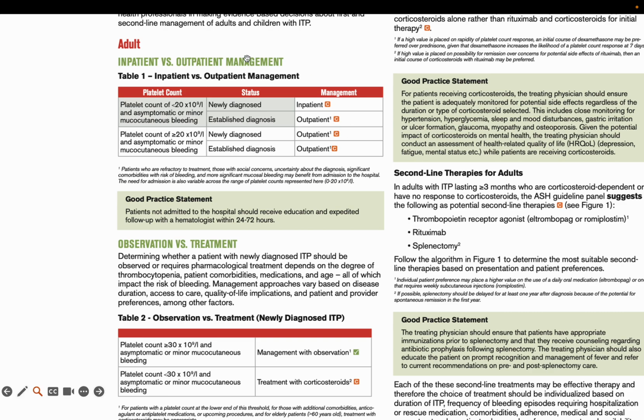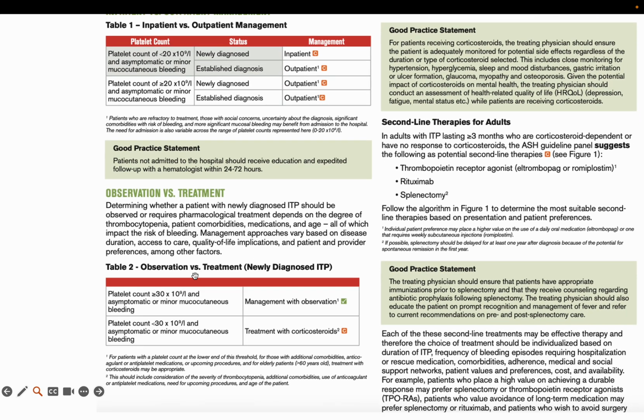So this is one more important point. If the patient is already an established diagnosis, even if mucocutaneous bleeding is there, or asymptomatic bleeding, the patient can be managed outpatient with steroids. No need to routinely transfuse in the case of minor bleeds. In the case of 20,000 platelet count. If the patient has less than 10,000, you can transfuse, but generally don't routinely go on and transfuse for everything.